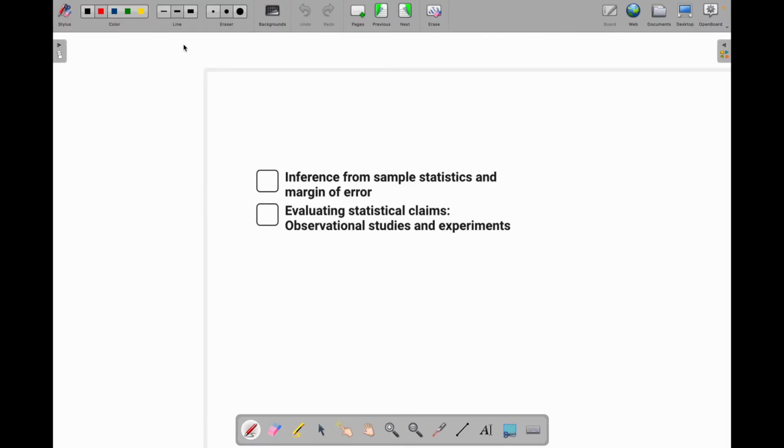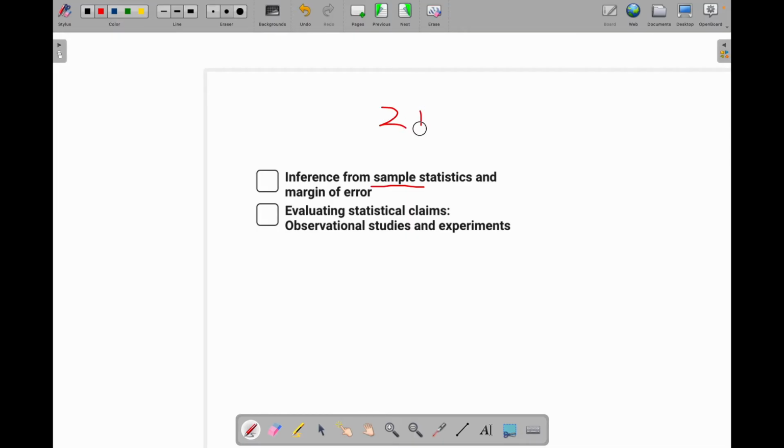Inferences from sample statistics and margin of error. Sample statistics: let's say you have a group of high schoolers and you want to survey them, so you take 40. That's going to be your sample. Now, your largest sample you could take is all of those people, but obviously that's going to take time.